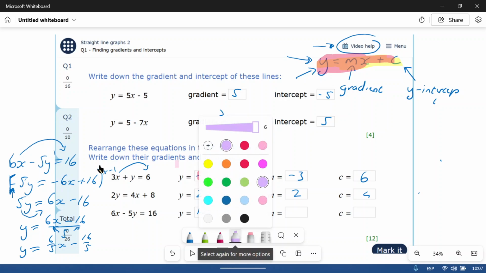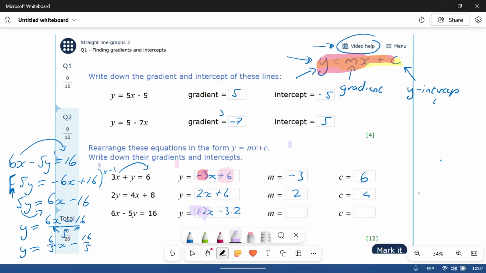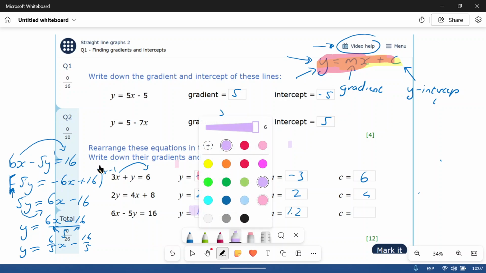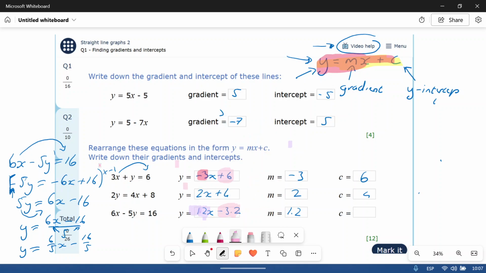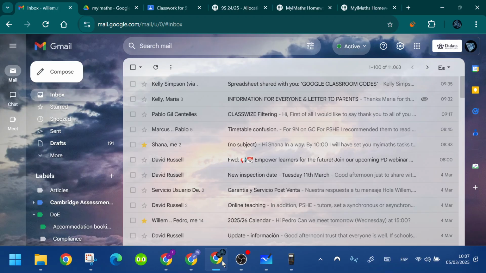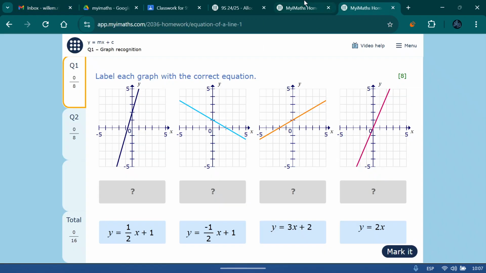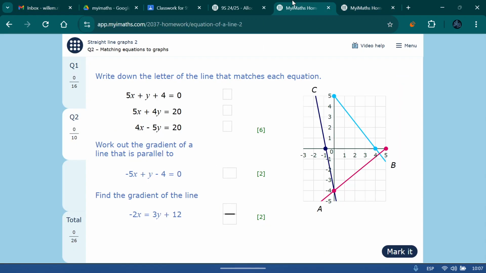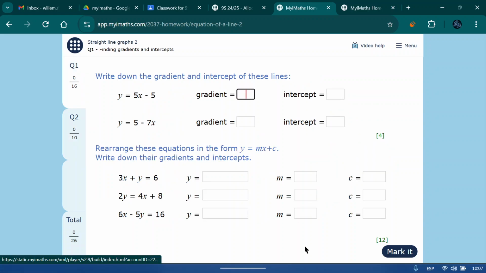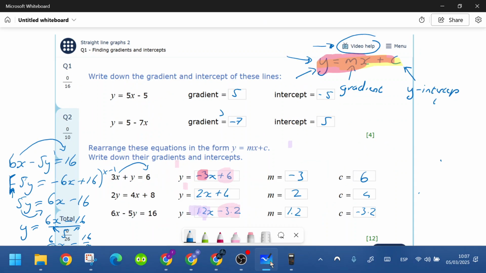Now remember the thing in front of the x is the gradient, and the thing at the back there, that's the y-intercept. I'm going to put this into the actual question. Let's see if it's right.